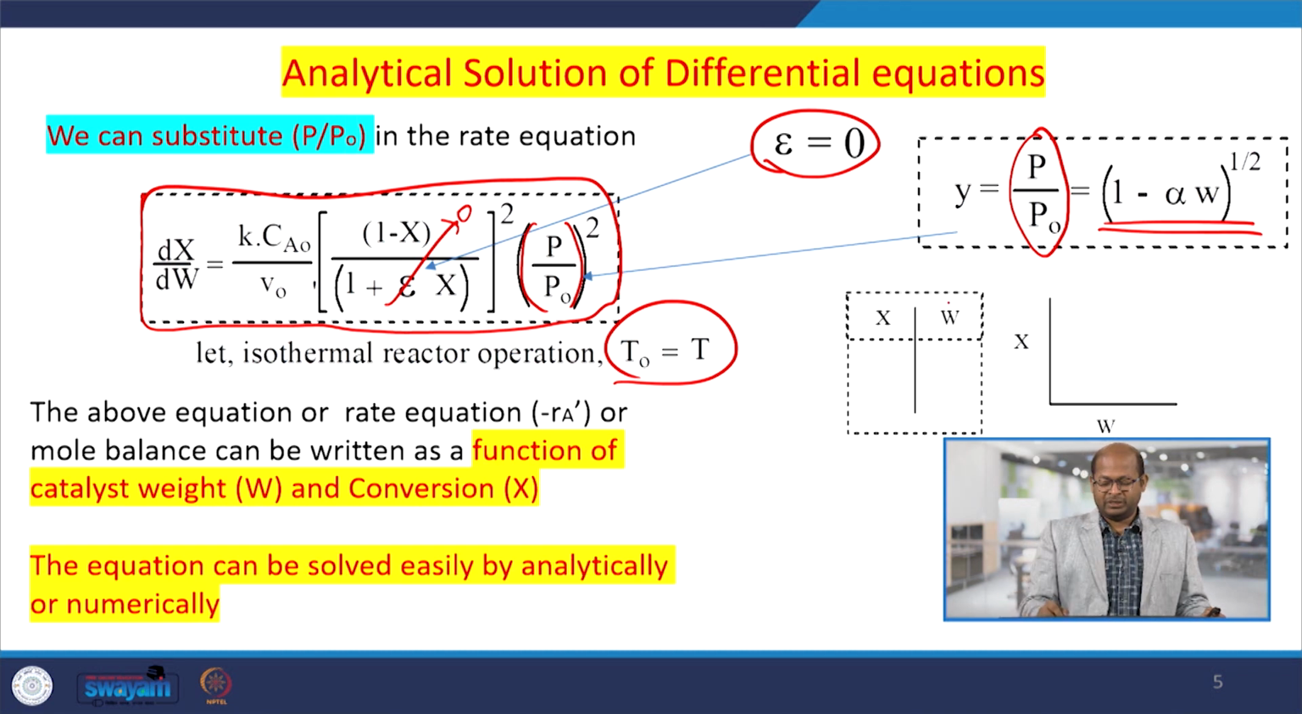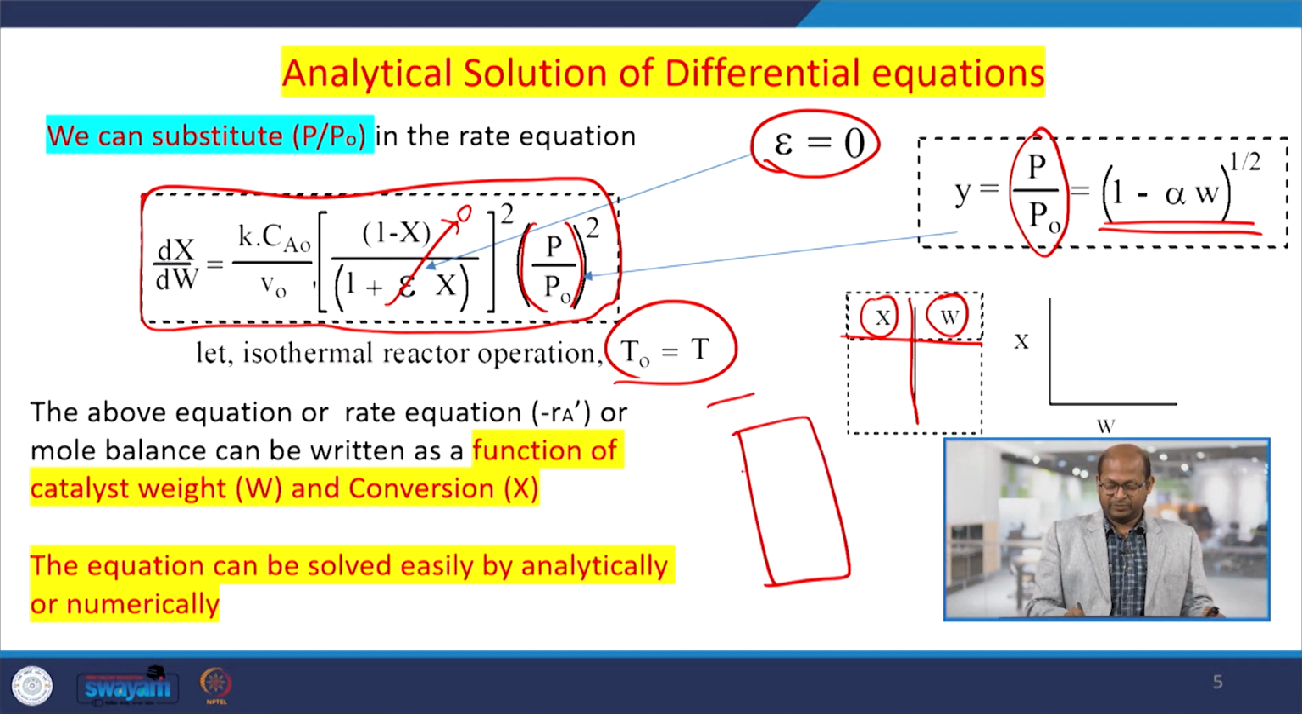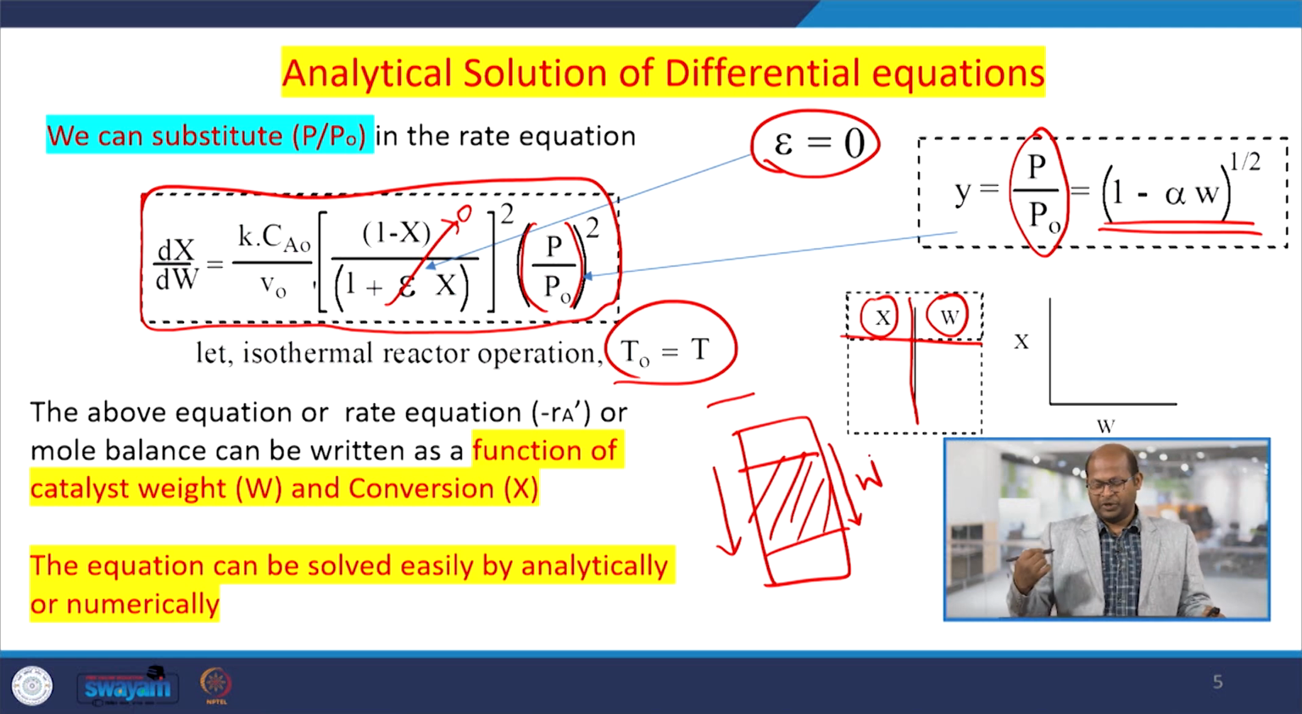So, if we change the weight of the catalyst, what would be the conversions? Since this is the bed of the catalyst, along the length of the reactor we are increasing the weight of the catalyst. Let us say 1 kg of catalyst, 2 kg, 3 kg; if we gradually increase the amount of catalyst along the length, then the total catalyst weight will increase. Therefore, the conversion also will change accordingly inside the reactor.